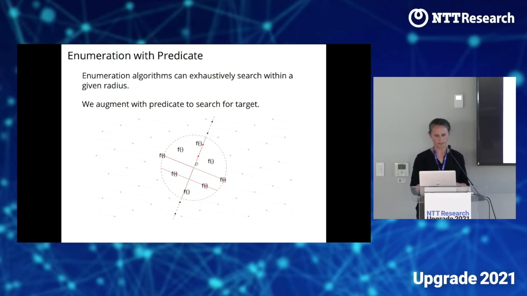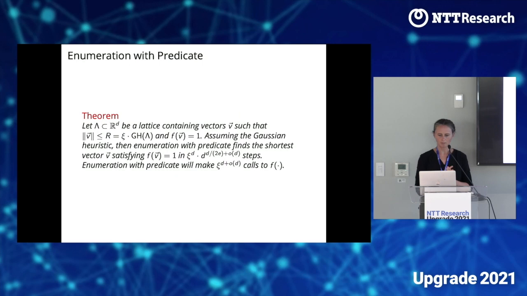So for enumeration with predicate, a lattice enumeration algorithm can search exhaustively within a given radius. And so we can just take an existing implementation of a lattice enumeration algorithm and add a predicate. Most of them are asked to find shortest vectors. Instead of looking for the shortest vector, we actually just ask, is our predicate true or not? We have bounds for how long this takes. So it is exponential in this amount of time. And we can bound the number of calls to the predicate also.